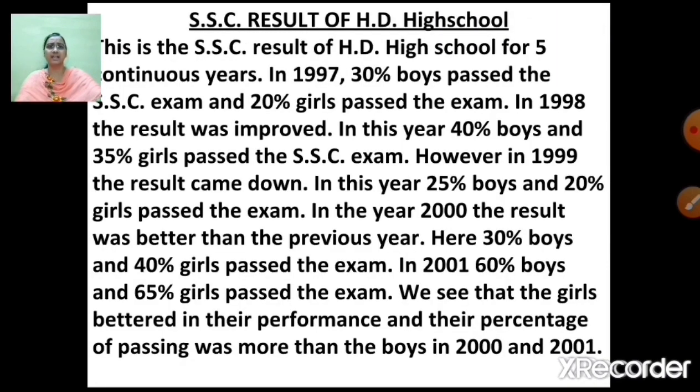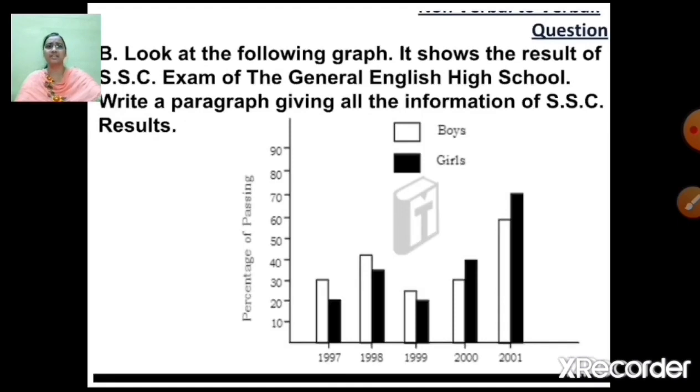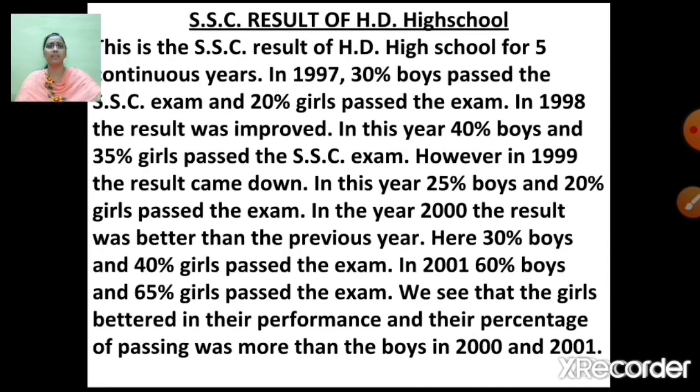In 1998 the result was provided. In this year 40% boys and 35% girls passed the SSC exam. Now we can see here in 1998, we will see the graph of 1998. Okay, we have just written the same percentage here. We have to read the graph and write the same percentage. Then, however, in 1999, the result came down. In this year, 25% boys and 20% girls passed the exam.